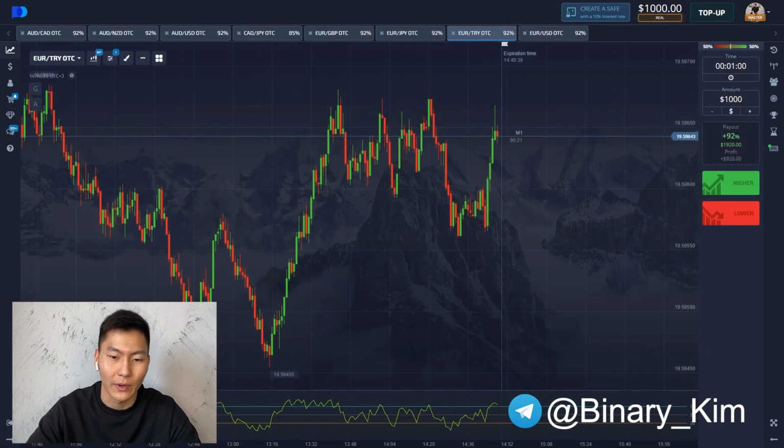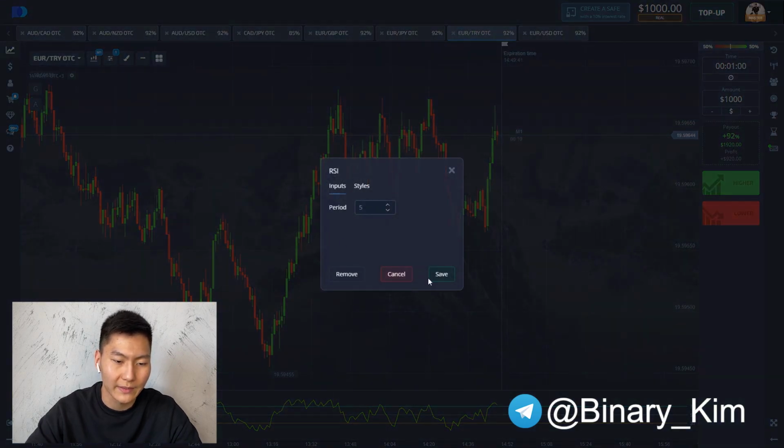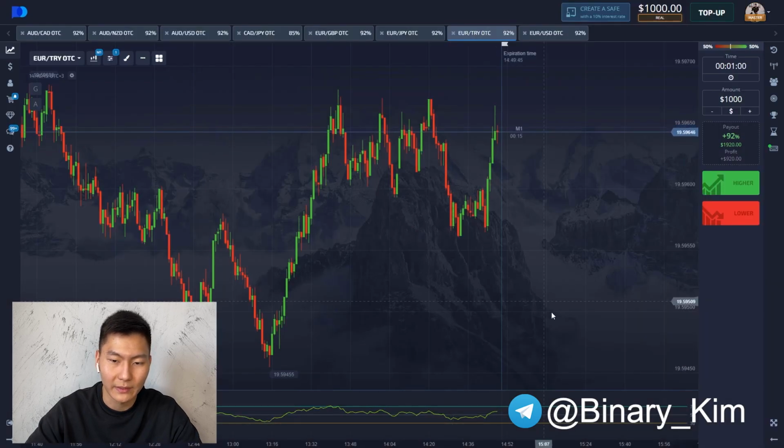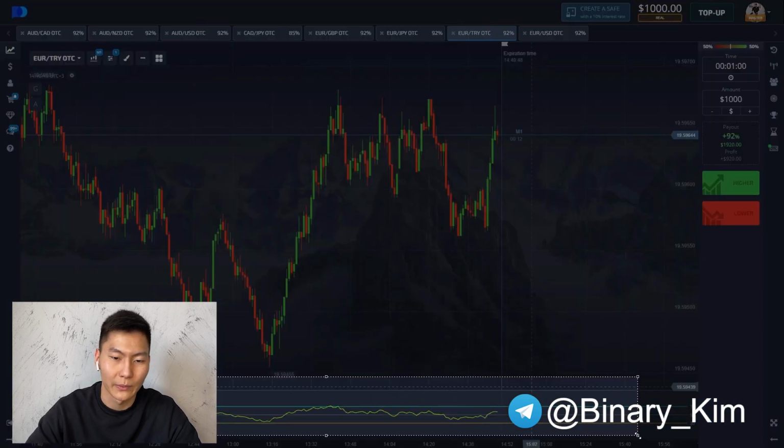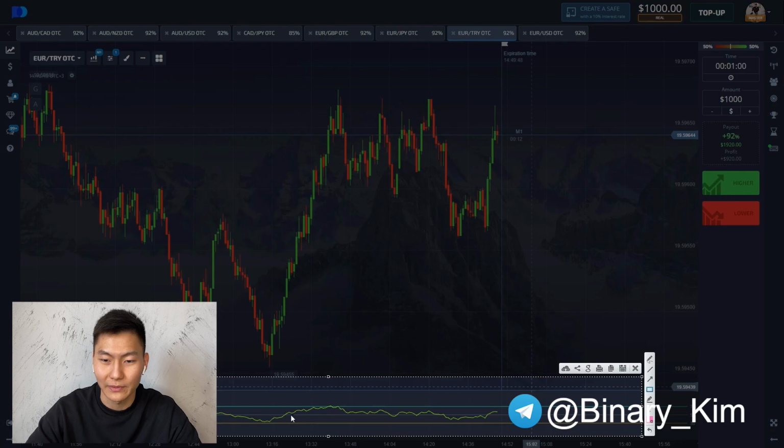We could add one more RSI, guys, and set the period to 20. There we go, and now it becomes clear. So when the RSI is above the level 50, it indicates that the price has the upward dynamics. When the RSI is below, it indicates the downward dynamics. So I think you got it, guys.